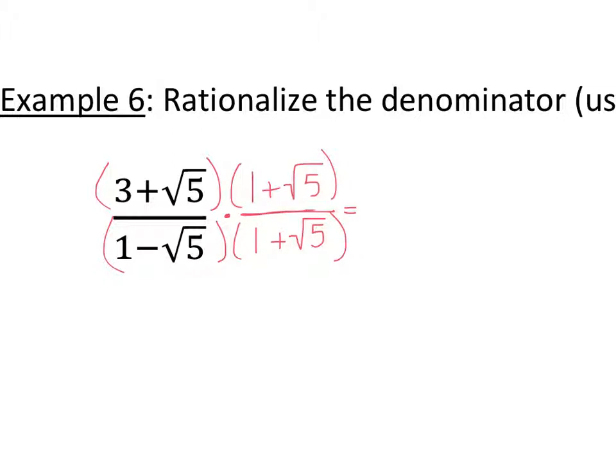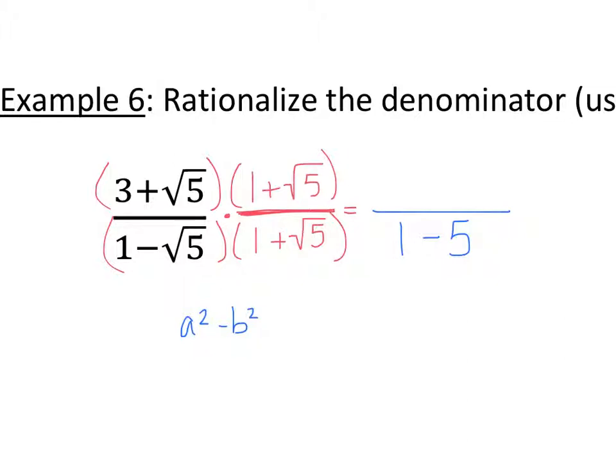So the bottom, we're multiplying conjugates, right? So for the bottom, we can do A squared minus B squared. Well, what is A? 1, and 1 squared is 1. Okay, what is B? Square root of 5, times square root of 5 is just 5. So we get 1 minus 5 on the bottom.